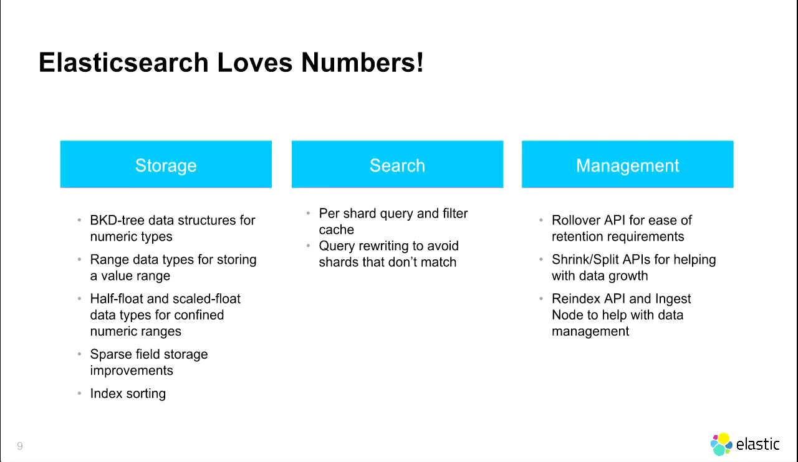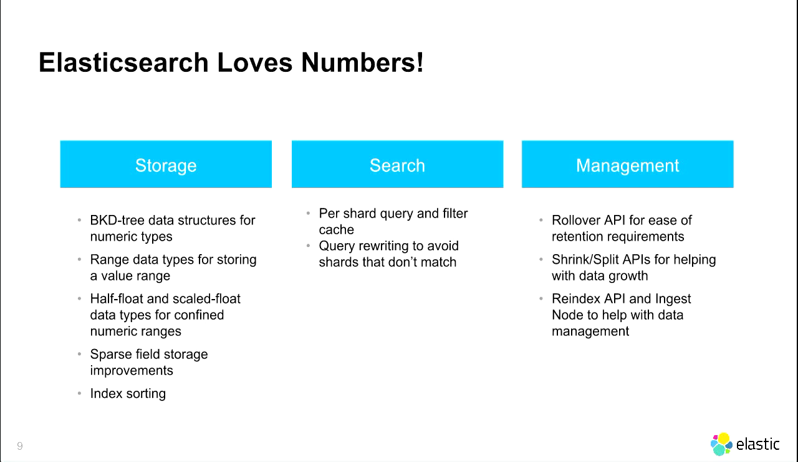We also have some range data types. For example, if you have a duration in your metrics, you can store that very efficiently nowadays. We actually have a dedicated range type. We have these values called half floats and scaled floats. If you've got a float which goes over a large range of values, it's a way of using a smaller data type to store it with a multiplicative factor involved, which allows you, instead of using a very large data type on disk, to use a smaller data type and a little bit of extra space, and you can store those numbers very efficiently.